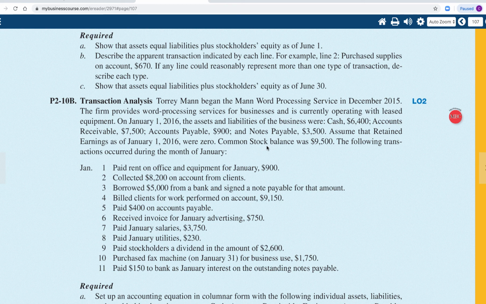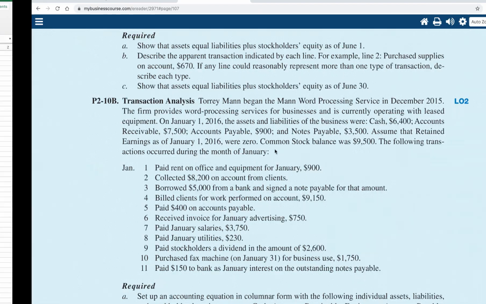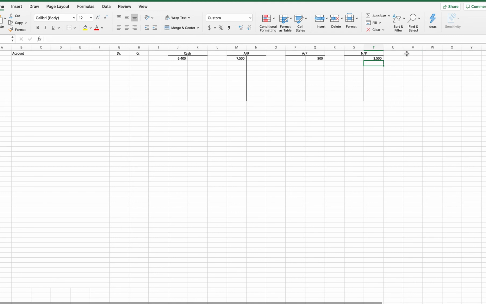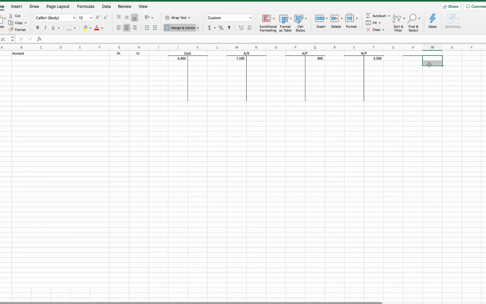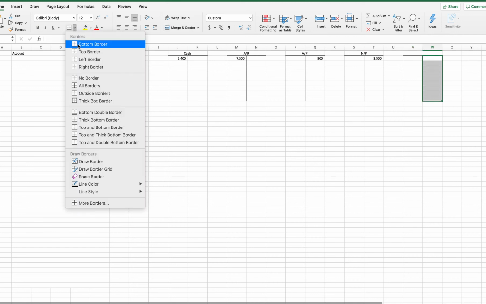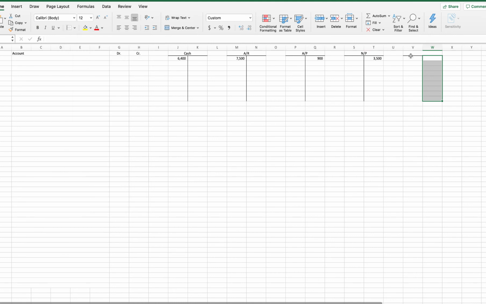The next one we have is common stock. Okay, the common stock balance, they tell us, was $9,500, and these are our beginning balances. So I need to create my common stock T account. I'm going to go right next to notes payable, merge and center, bottom border. I'm going to create my T account, and I'm going to say common.